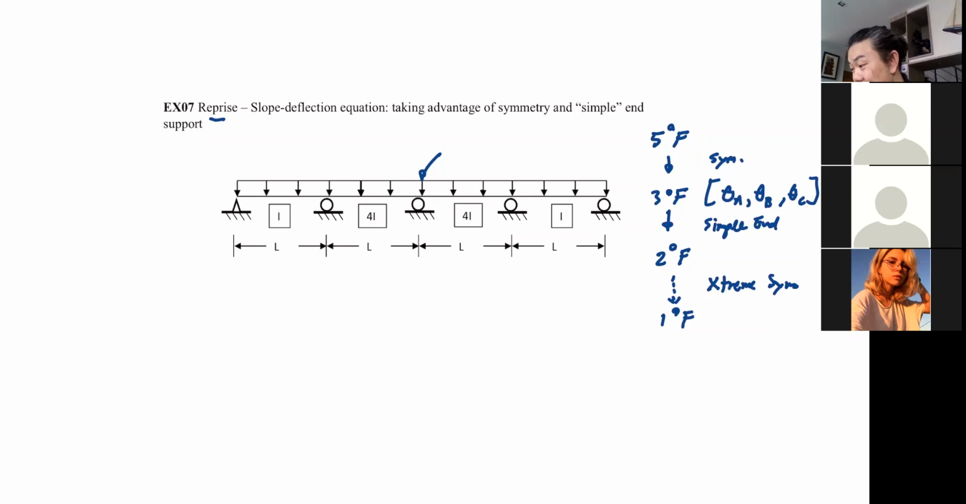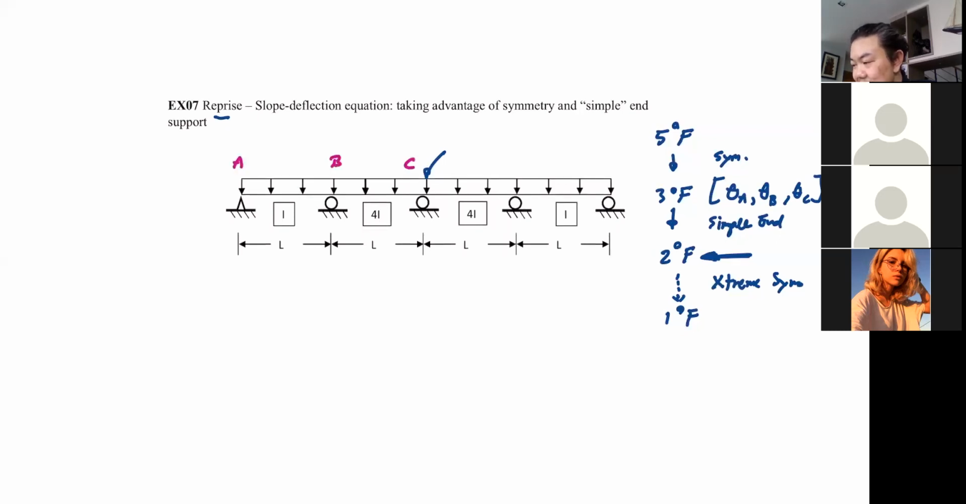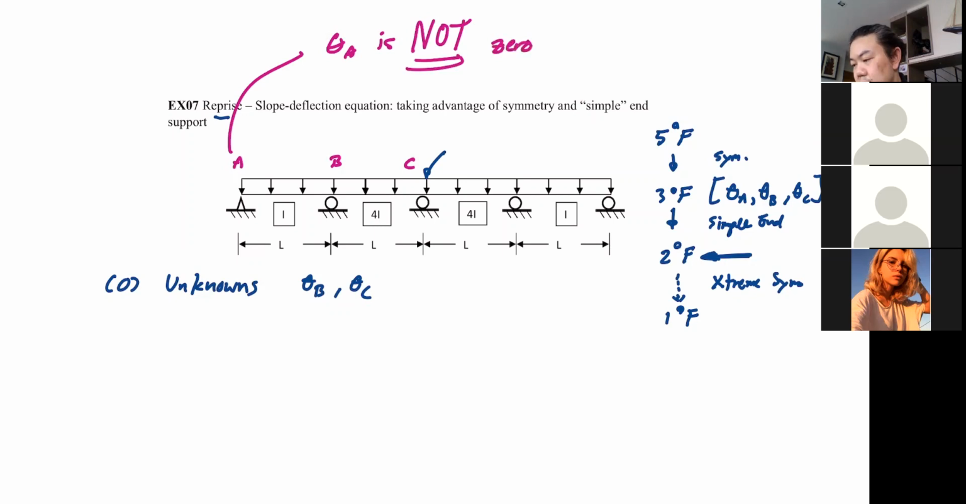Okay, so let's just say I'm going to do it just right here. Okay, and then leave it to you that you see that EI is constant. So that implies that this will be called A, B, and C. So let's say our step number zero, the unknowns, will be theta B and theta C. Now remember very carefully that theta A is not zero, but we do not calculate it because MA is zero. And by assuming MA is zero, we can eliminate theta A, but it's not zero, okay? So we have two unknowns.